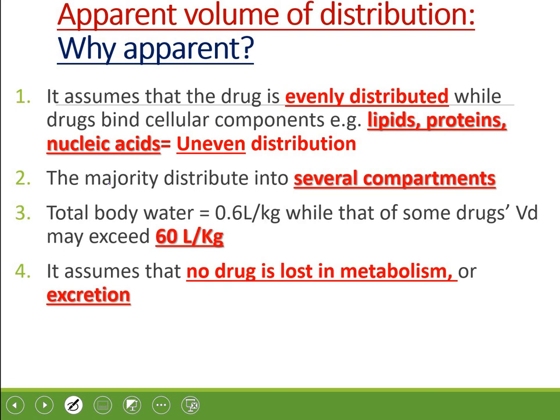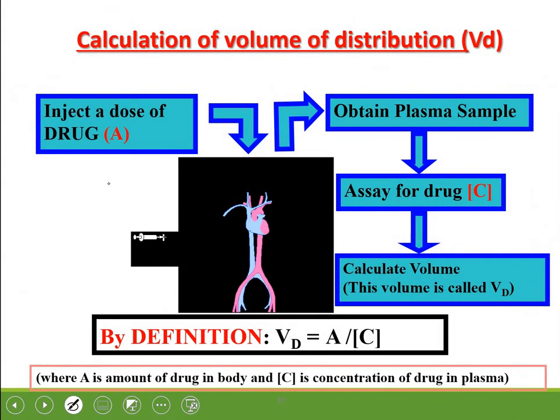0.6 liter per kg, while some drugs require a volume of distribution of more than 60 liter per kg. So it assumes that no drug is lost in the metabolism or excretion. It means a high volume of distribution of a drug is referring to the apparent volume. It's not the actual volume. Thus, calculation of volume of distribution is very critical so far as the pharmacokinetics of a drug is concerned.